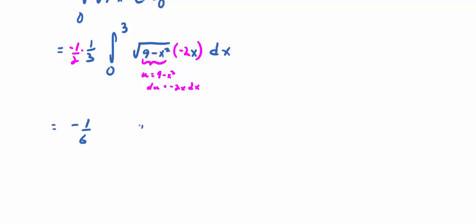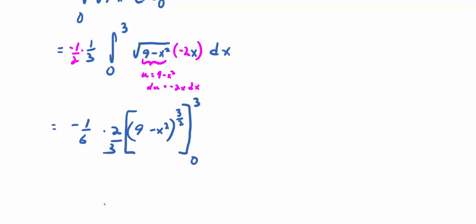Remember u is 9 minus x squared. I'm not actually making the substitution here. That becomes 9 minus x squared to the 3/2 times 2/3. And then we're evaluating that from 0 to 3. The evaluation brackets don't include the factor of 2/3. There's no reason for that. We'll evaluate it like so.